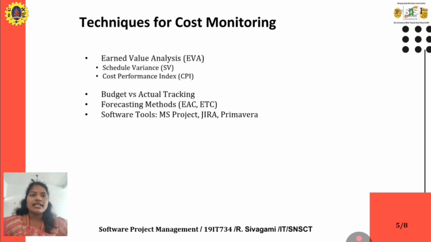The next one is the techniques for cost monitoring. We have some techniques to maintain our cost. The first one is earned value analysis. The next one is budget versus actual tracking. Another one is forecasting methods. Here are some software tools we use for cost monitoring: MS Project, JIRA, Primavera.